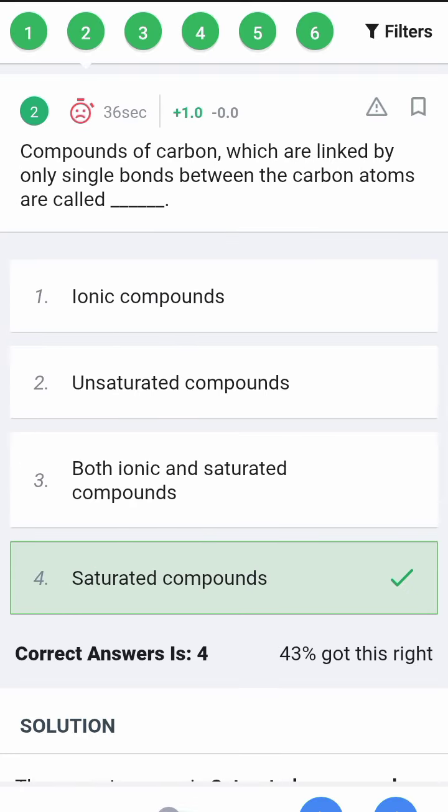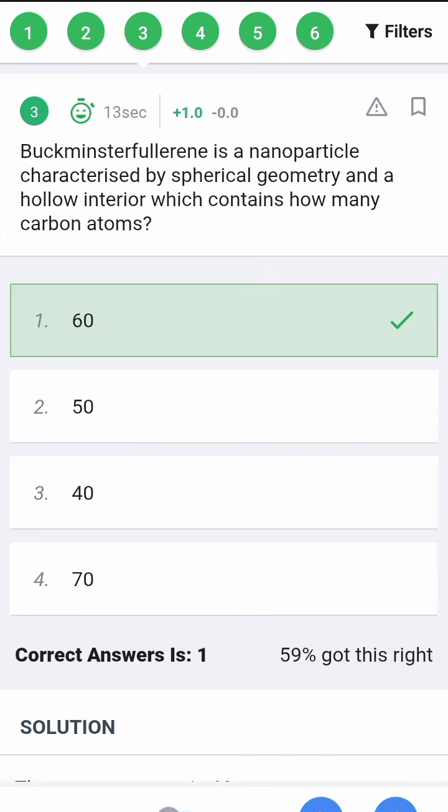Compounds of carbon which are linked by only single bonds between the carbon atoms are called what? Ionic compounds? No. Unsaturated compounds? No. Both ionic and saturated? Ionic, not. So saturated compounds? Yes, because single bond, alkane, saturated bond.